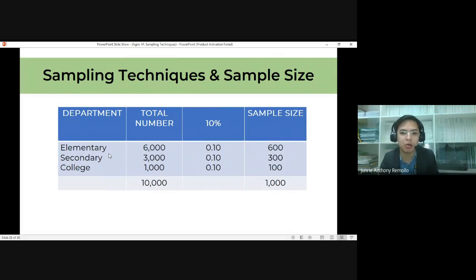So you will just switch to 6,000 times 10%. Let's do it again. There are some mistakes in the multiplication. You can also use the procedure that I mentioned: 6,000 divided by 10,000 times the sample size, 1,000, so 600. It depends on the problem. If the sample size is not given, then you directly multiply 6,000 by 10%.